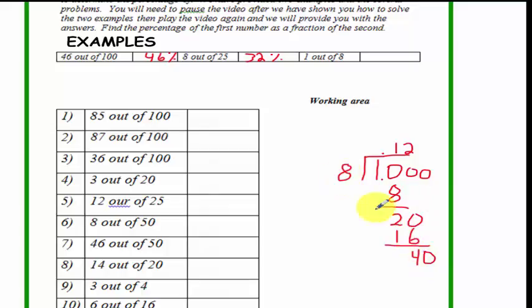Okay. How many times can 8 go into 40? Well, it can go in there. We know this already. 5 times. 5 times 8 is 40. And draw your line. Now, here's the rule. Oh, it's tricky, but you know the rule. Take your decimal point. Always move it 2 places to the right. So our answer then is 12.5%. Put a little percent symbol here.